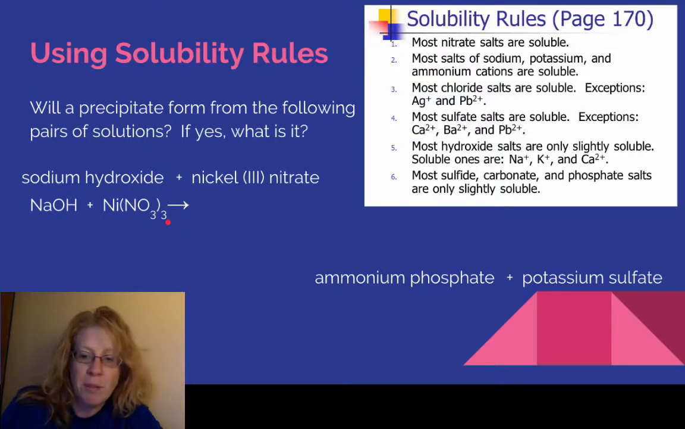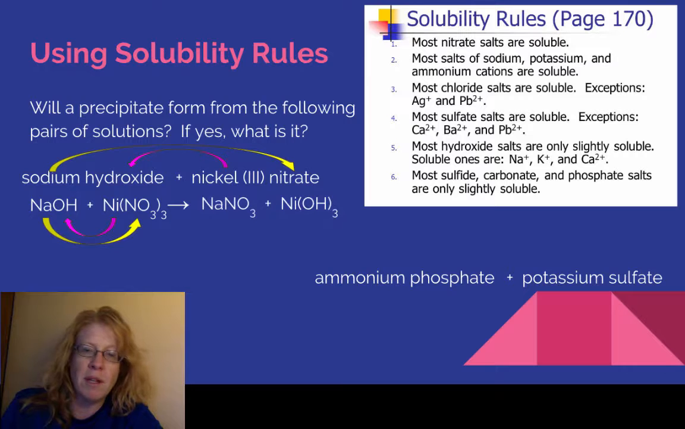The next part is to start predicting your products. You can do the outside-inside thing. The first one would be sodium and nitrate, and the second would be nickel and hydroxide. Those are your 2 possible new products that could form from this. There are the formulas for those. Don't forget when writing your formulas to check for things like parentheses and all that good stuff.